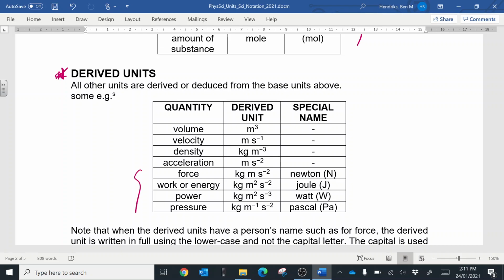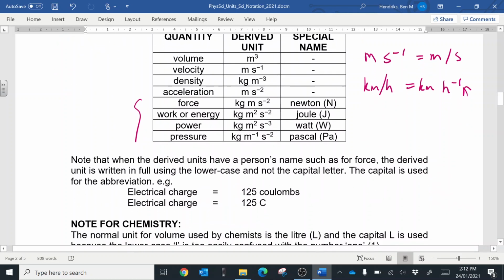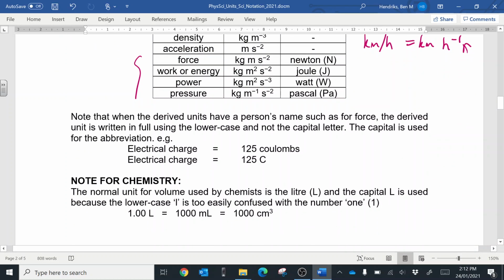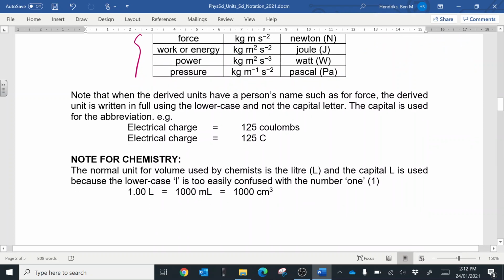And I just want to highlight here, if we have something like meters per second, so this little -1 is the same as meters divided by seconds, like that. Similarly, you might have seen kilometers per hour is equal to kilometers per hour. So when we see this little -1, it means divided by, like that. So kilometers divided by hours, or per hours.